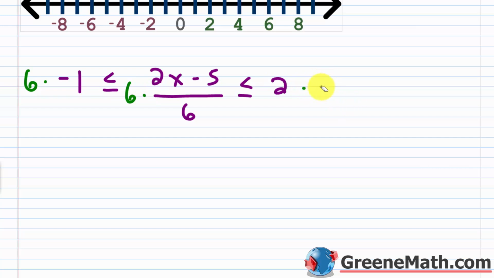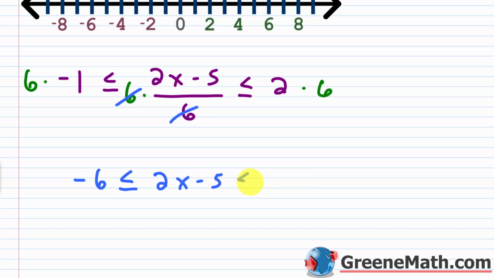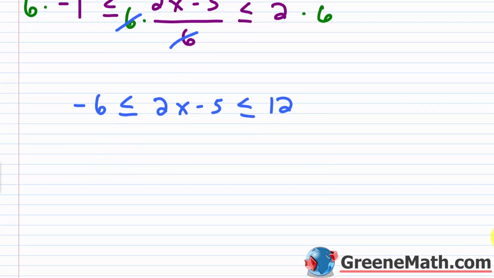And what's going to happen is this guy over here is going to cancel, right? 6 over 6 is 1, so that's gone. On the left, 6 times negative 1 is negative 6. So this is less than or equal to, you'll have your 2x minus 5, and this is less than or equal to 2 times 6, which is just 12. So let's get some room going.